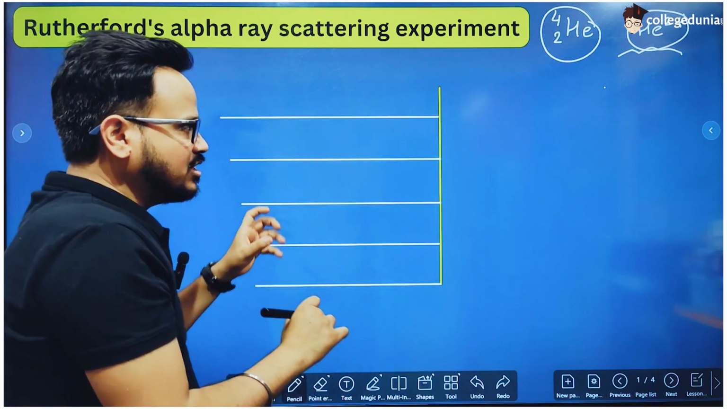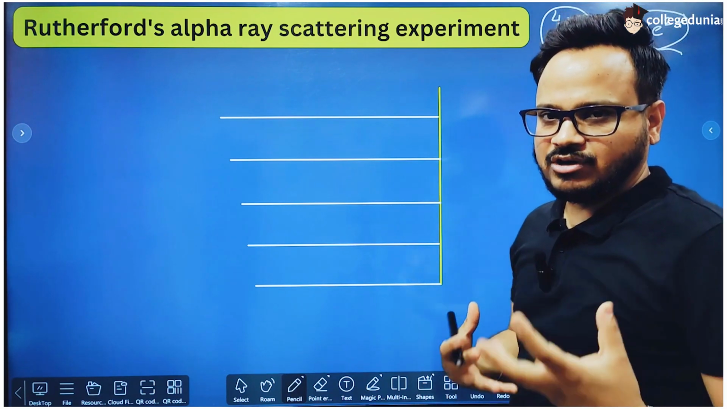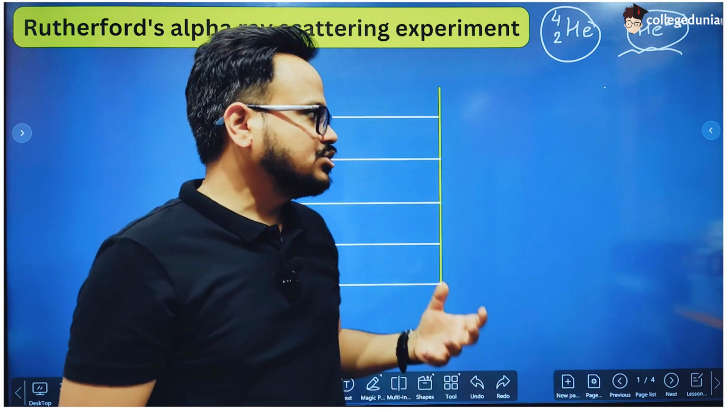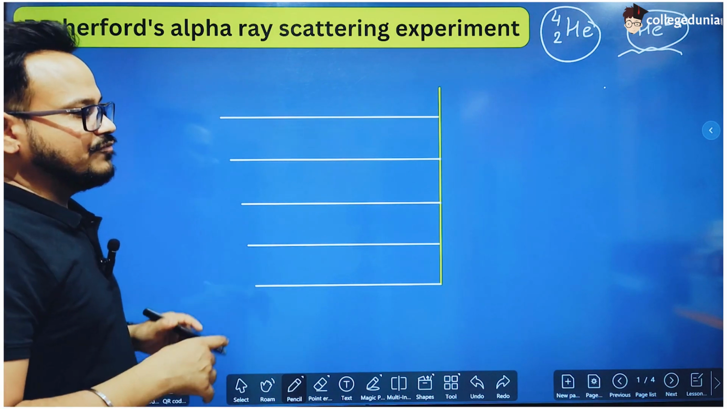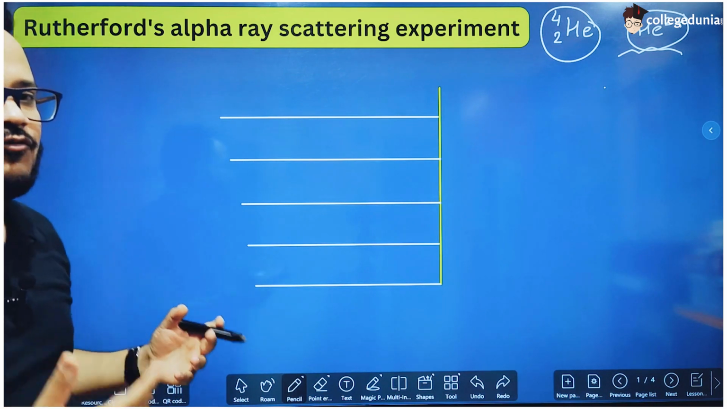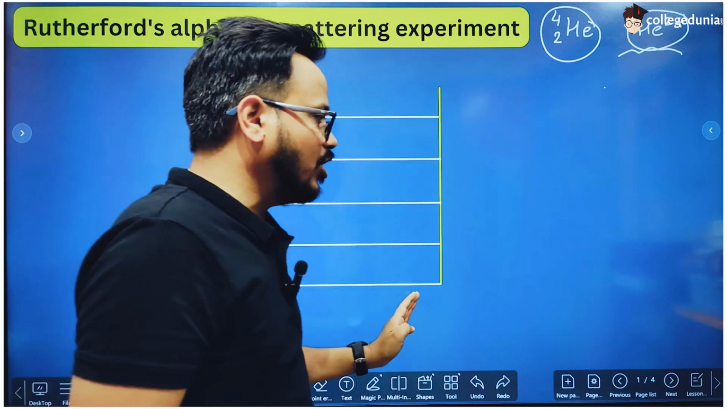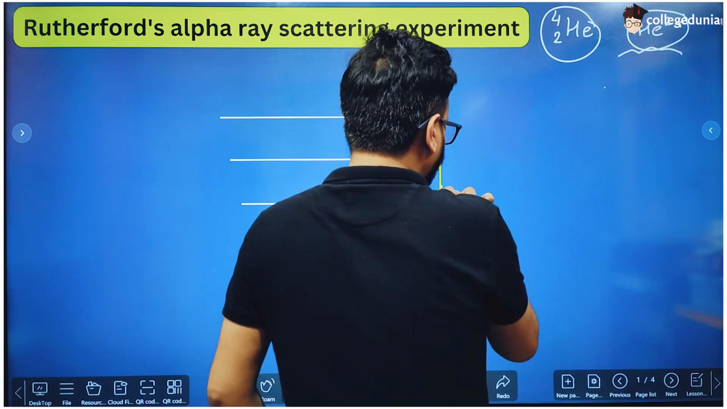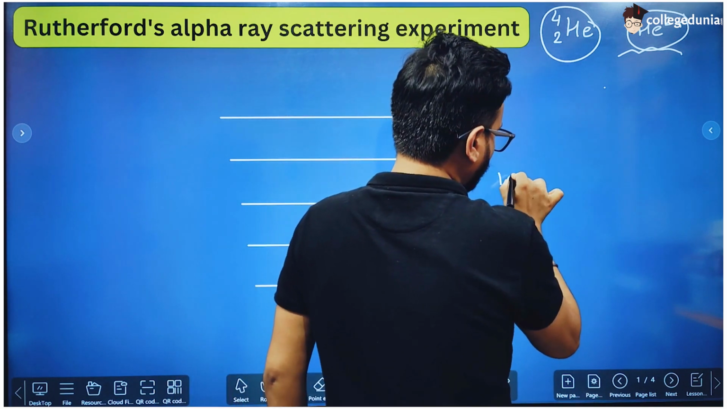Okay, so what was the logic? Rutherford knew that the alpha particle is positively charged, and we all know that a positive charge is repelled by another positive charge and attracted by a negative charge. Since gold is malleable and ductile, we can make very thin sheets of gold, and that thin sheet is called foil, like the aluminium foil that we use at our homes. So this was gold foil, a very thin sheet of gold having a thickness of not more than 1000 atomic layers.